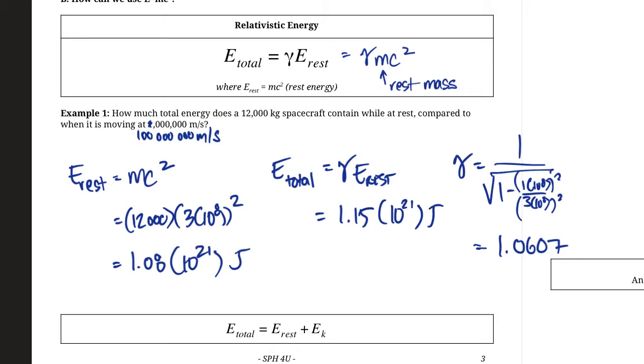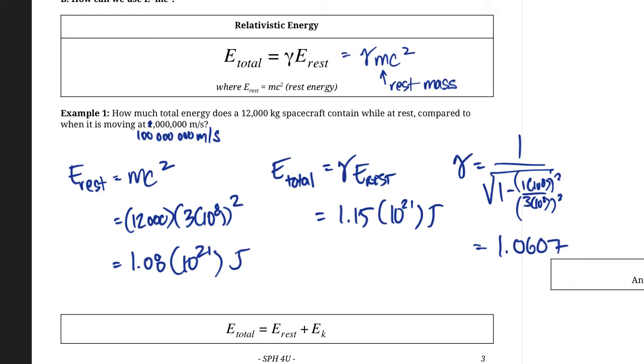So a little bit more, not a lot more, right? A little bit more. And in fact, about 6% more, because that's what our gamma factor tells us. It's like increasing the energy by about 6%. So a little bit more energy due to the fact that it's moving. So this is the total energy.